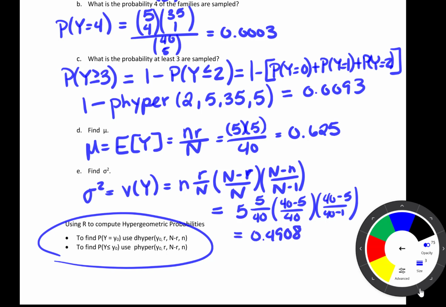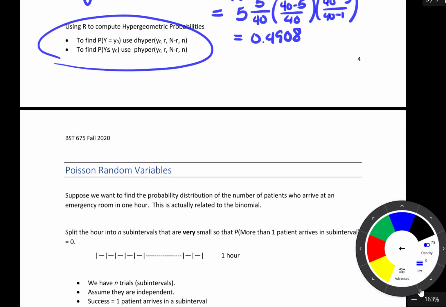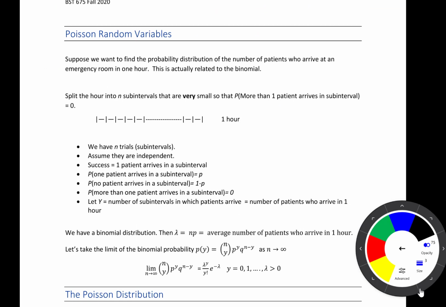Alright, so we have one more distribution that we're going to look at, and that is a Poisson distribution. Suppose that we want to find the probability distribution of the number of patients who arrive in an emergency room in 1 hour. It ends up this is actually related to the binomial. One way to think of it is we could take 1 hour and split it into subintervals that are very, very small, so that the probability that more than one patient arrives in a subinterval is equal to 0. So you can think of this as being our interval over 1 hour.